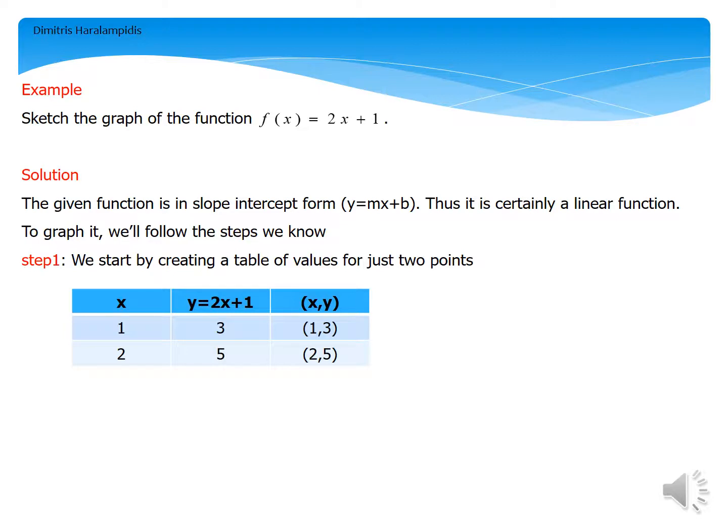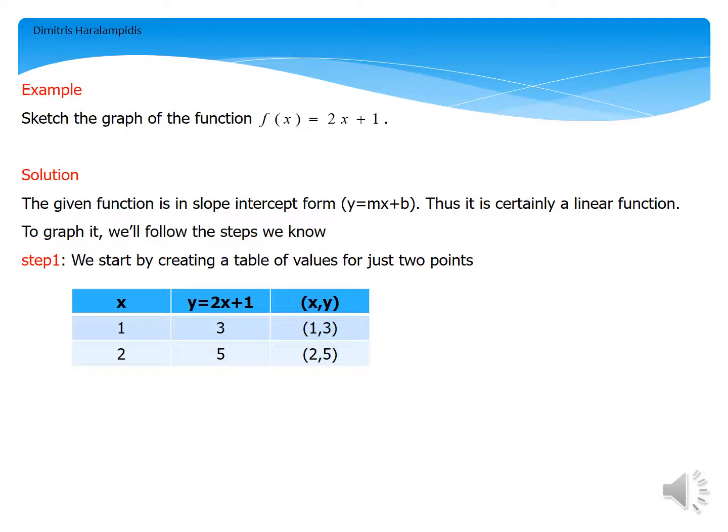Let's see an example. Sketch the graph of the function f of x equals 2x plus 1. The given function is in slope-intercept form, which is form y equals mx plus b. Thus, it is certainly a linear function. To graph it, as we said, we'll follow the steps we know.